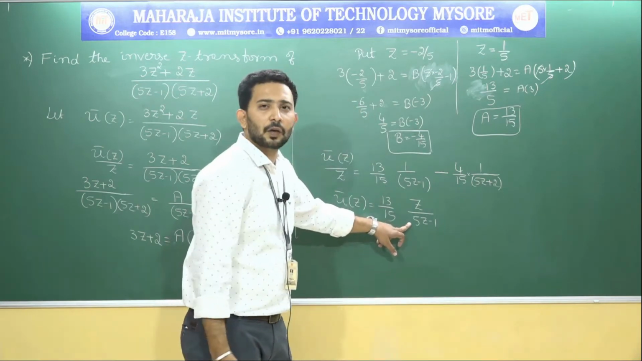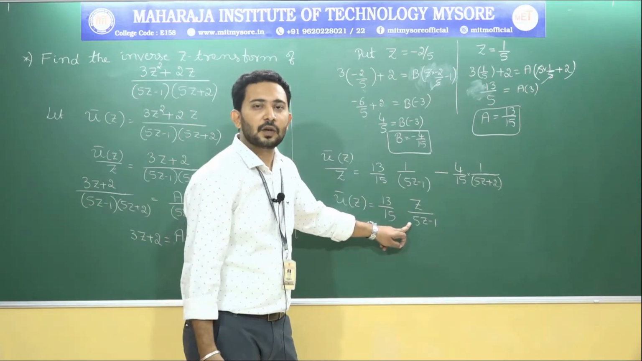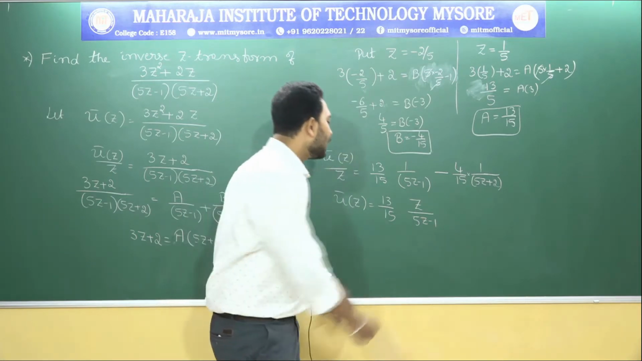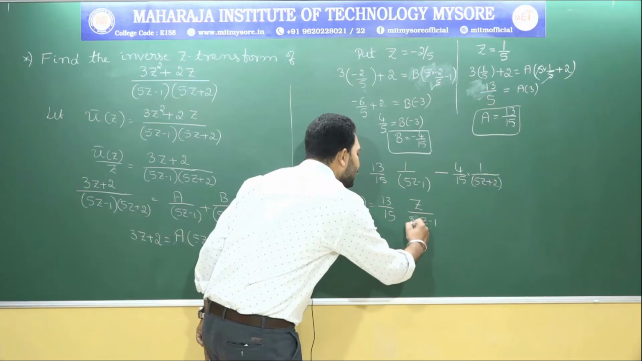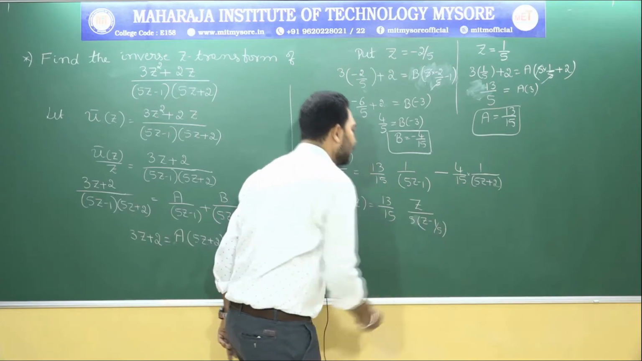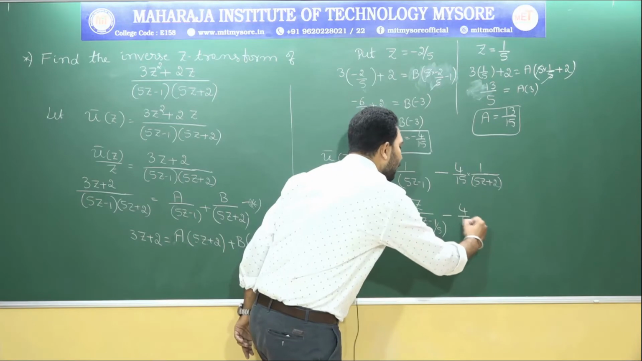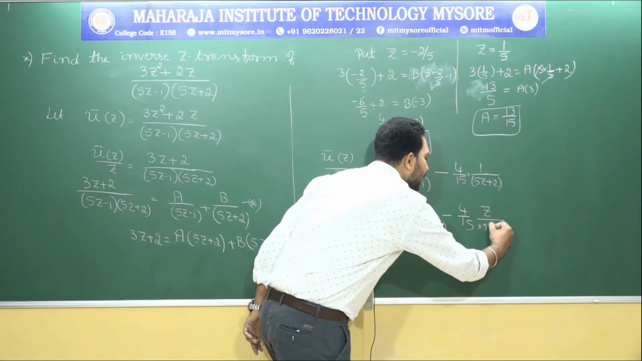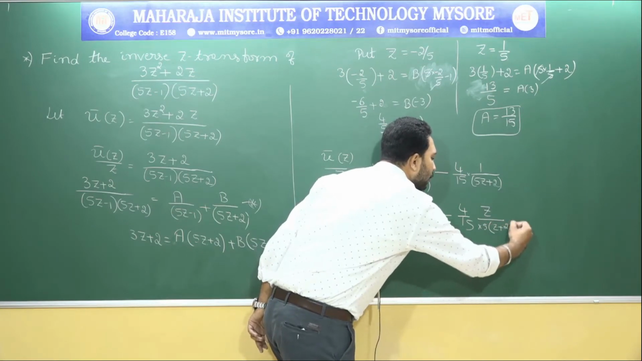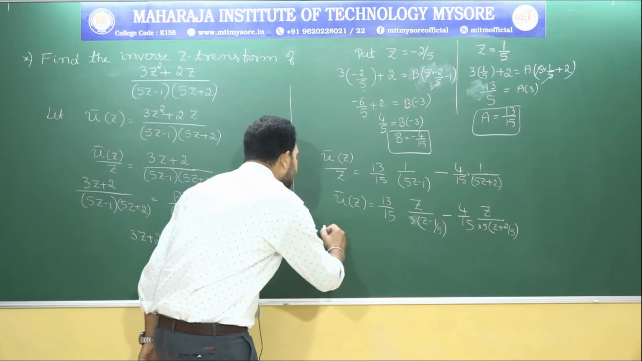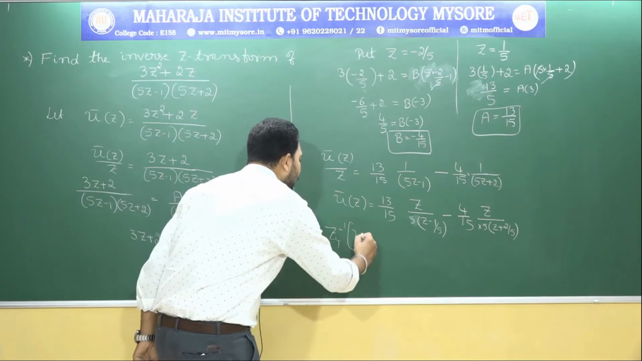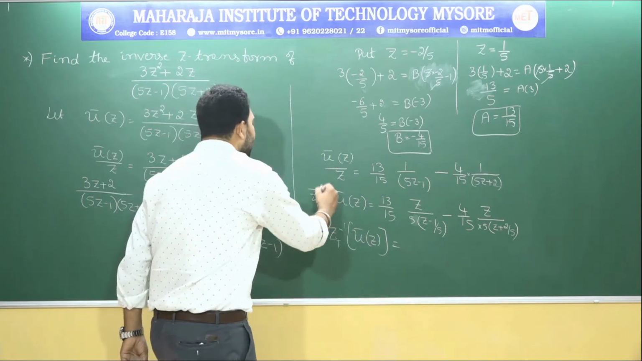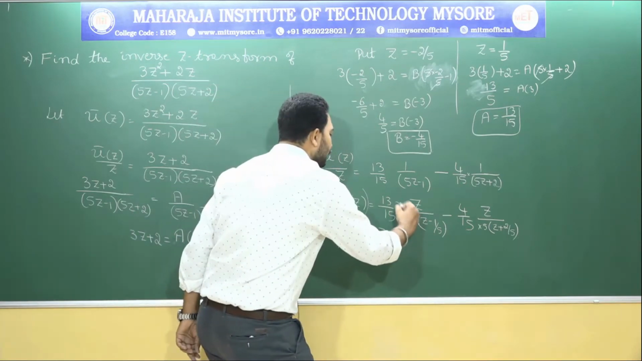So we know some standard inverse z transformations. For that result we should have z coefficient 1. So take 5 outside, we'll get 1 by 5. Similarly here, minus 4 by 15, take this z to right side, z divided by, take 5 outside, z plus 2 by 5.